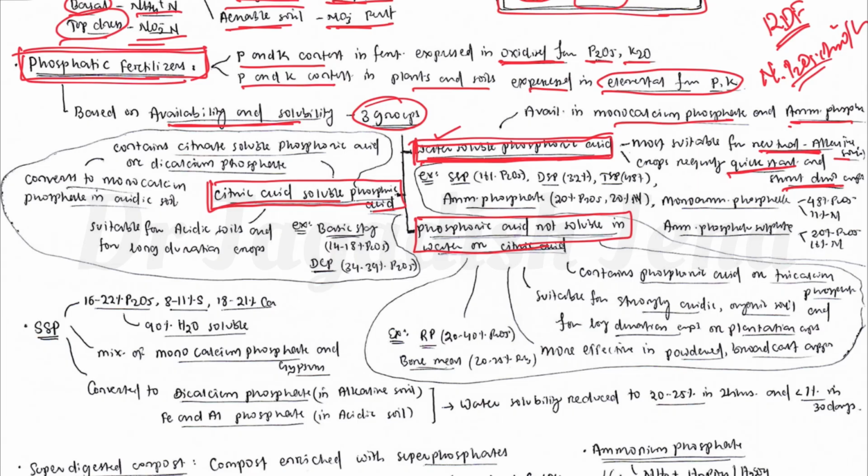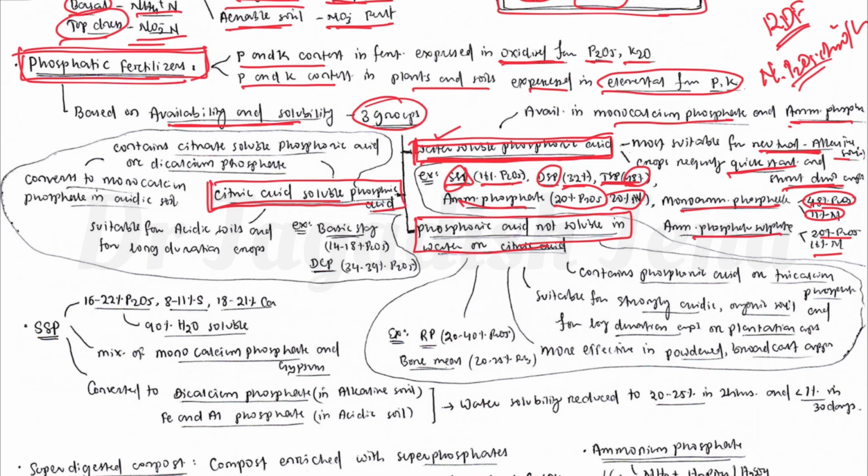Examples of phosphatic fertilizer which contain water soluble phosphoric acid are SSP, single superphosphate, which contains 16% P2O5; DSP, double superphosphate, which contains 32% P2O5; and TSP, triple superphosphate, which contains 48% P2O5. Then ammonium phosphate contains 20% P2O5 and 20% nitrogen. Monoammonium phosphate, MAP, contains 48% P2O5 and 11% nitrogen. Ammonium phosphosulfate contains 20% P2O5 and 16% nitrogen. So these are some examples of phosphatic fertilizer which contain water soluble phosphoric acid.